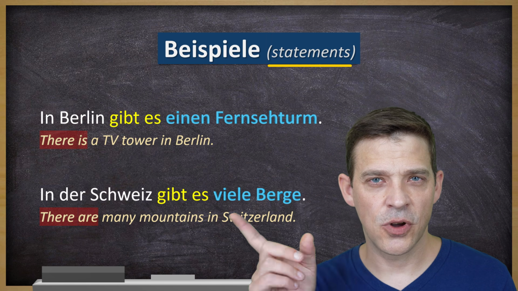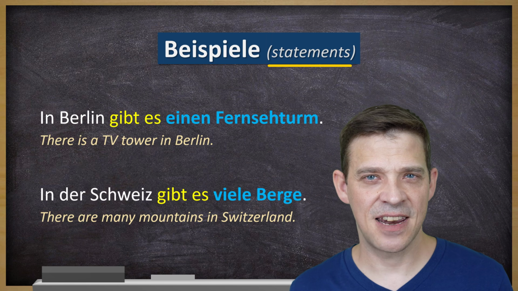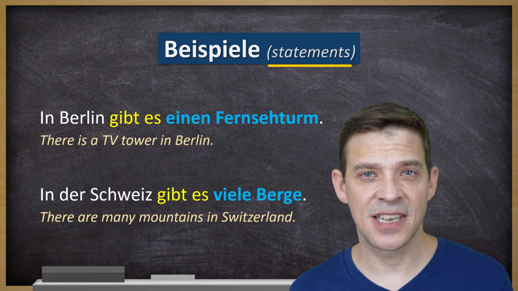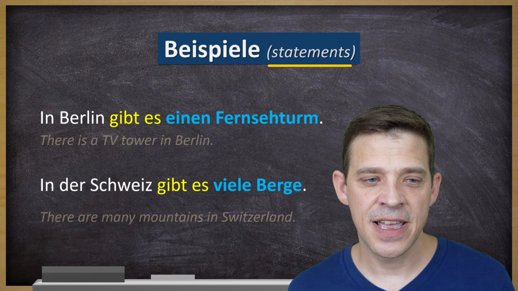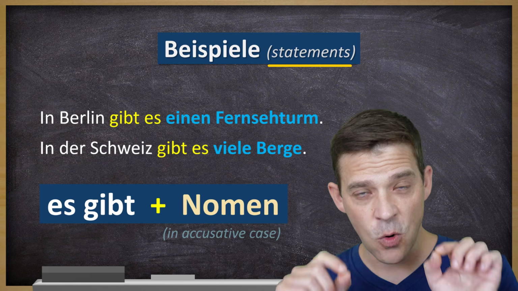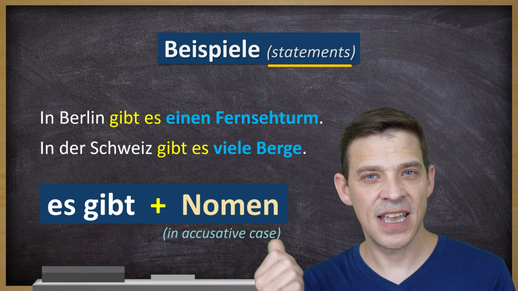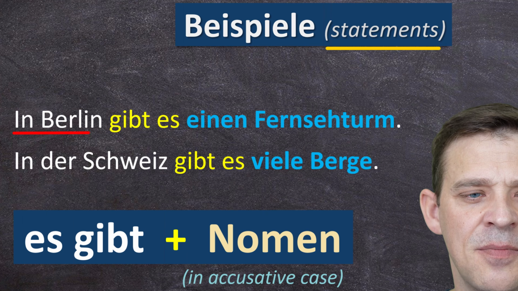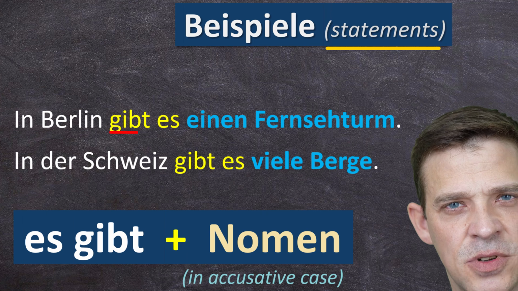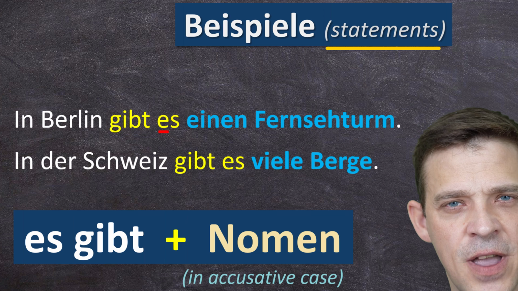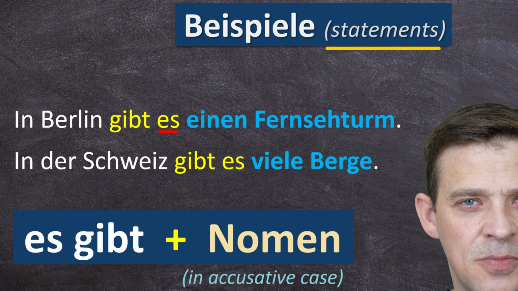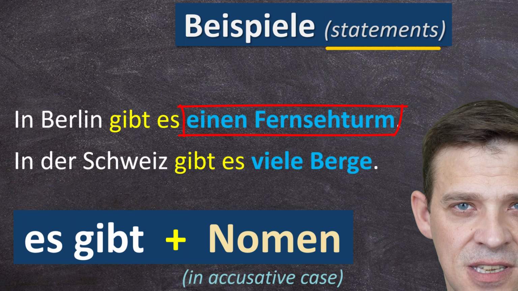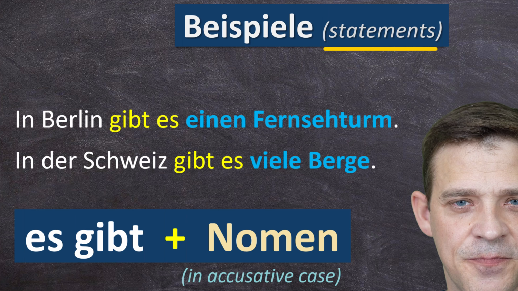And another thing I want to point out here is this object, einen Fernsehturm und viele Berge. And as you can see, I colored it in accusative in blue. Why? Because this es gibt always comes with a noun, and this noun is always in accusative case. So we have this in Berlin, position 1, then second position gibt, conjugated verb, then we have the subject es. Es is the subject. And then the noun afterwards is always in accusative case, is the direct object.